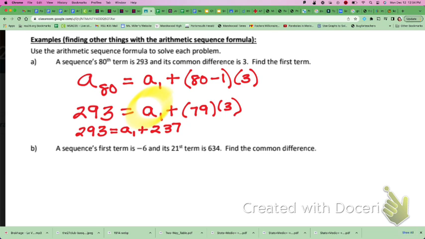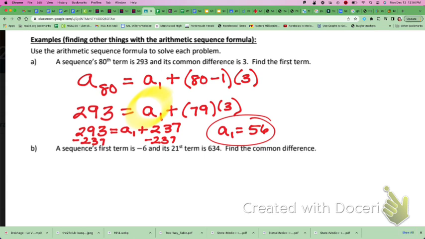So what am I going to do to get a sub 1 by itself? Subtract 237 from both sides. So our first term would be 56. So if we started at 293 and subtracted 3 80 times, we should end up at 56. So your first term would be 56.